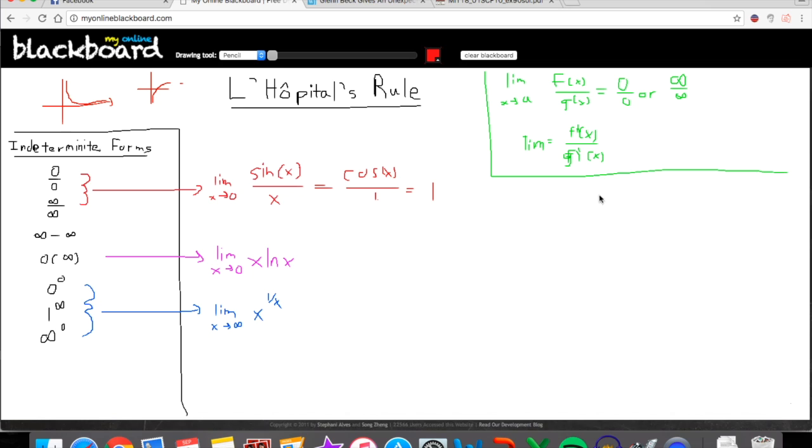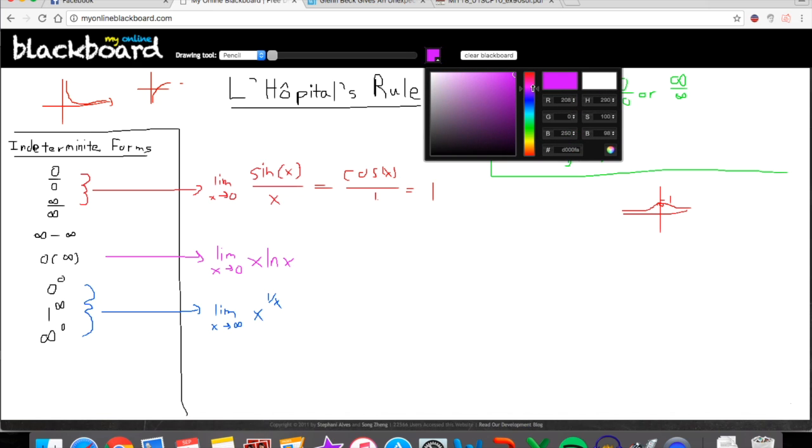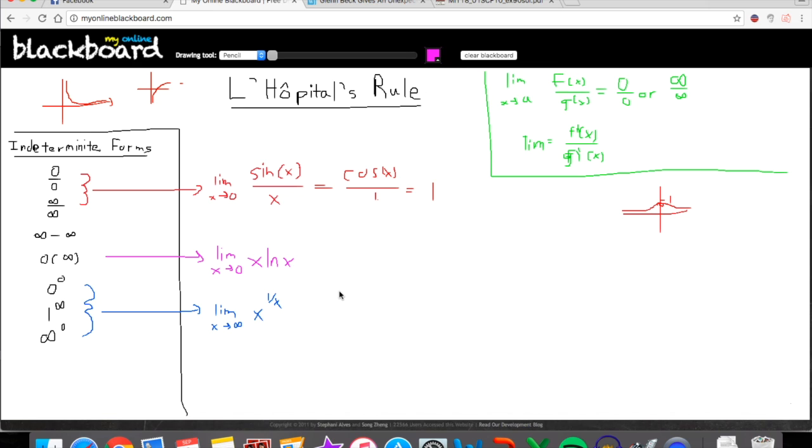And as you can see, if we look on the graph of sine x, you're going to get something like this, where it's going to go up to the value of 1, but it's not going to ever reach it. So we can determine that the limit as x approaches 0 of sine x over x is 1 by using L'Hopital's rule. Now, the last two examples are a little bit more complicated because it requires that you rewrite them.